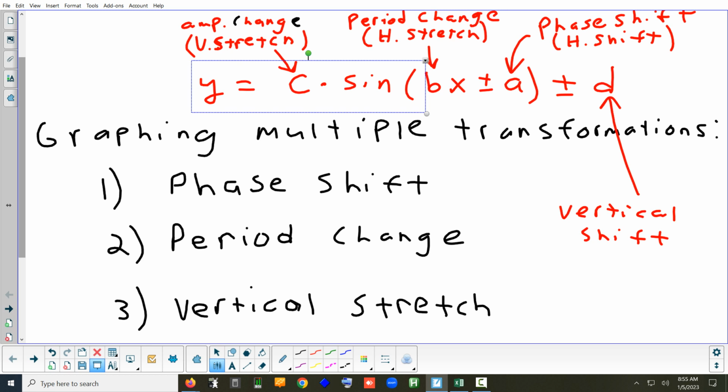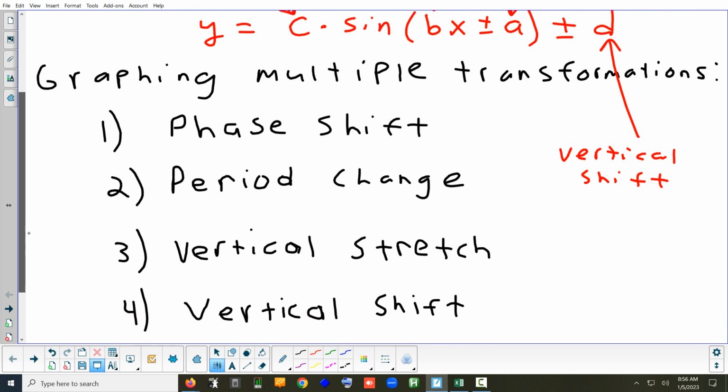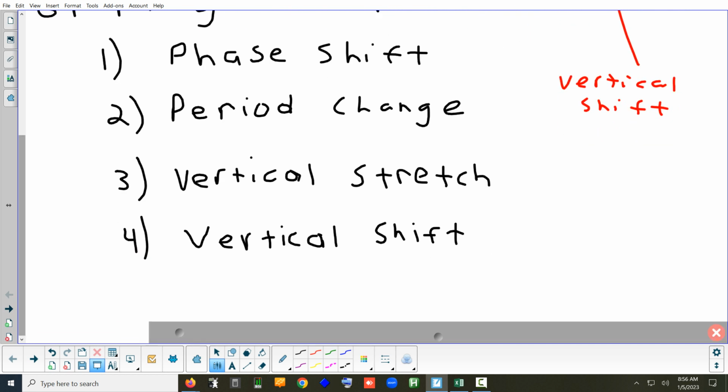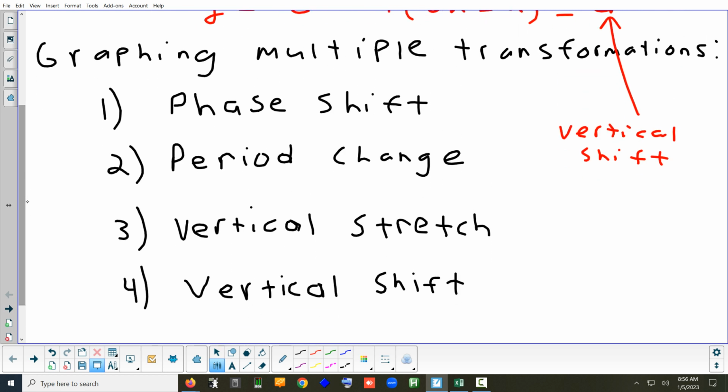The bigger you make C, the bigger it stretches. The smaller you make C, the more it compresses. B is the opposite. The bigger and bigger you make B, the more and more squished the graph gets. The smaller you make B, the more stretched it gets. I didn't write down all those details here because that's a lot of stuff to add, but we went over each day. Any question on the order, which is the same exact order that we've been doing all year?